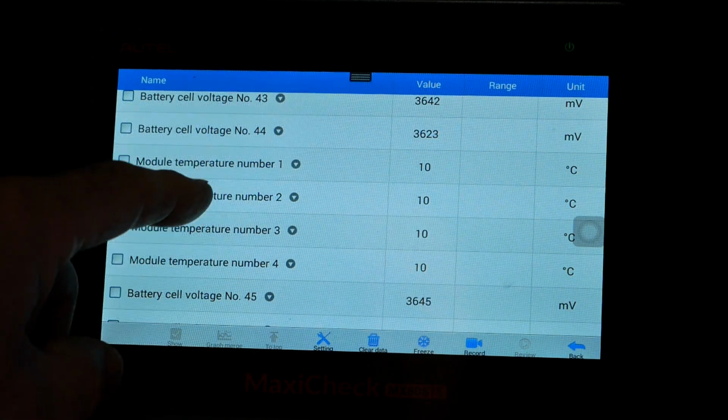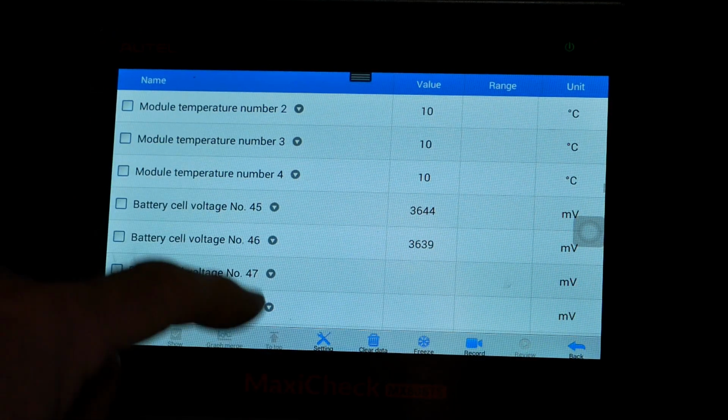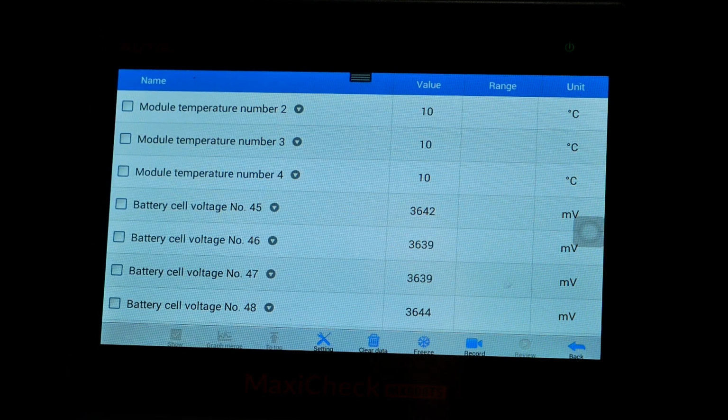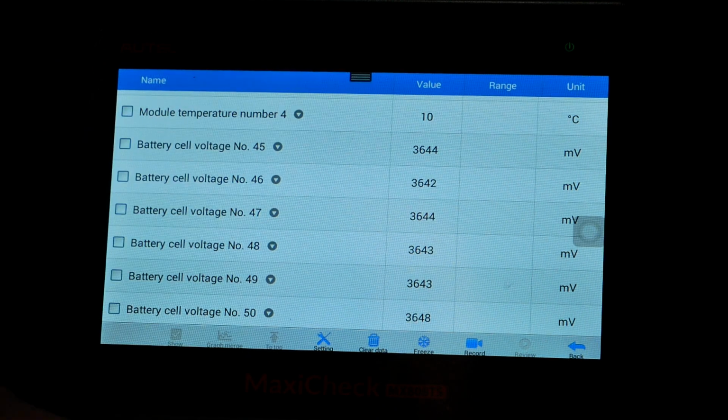And now we've got temperatures. Module temperature number 1, 10 degrees. So we've got 4 module temperatures, and they're all 10 degrees. Then we're back on to some more battery cell voltages.